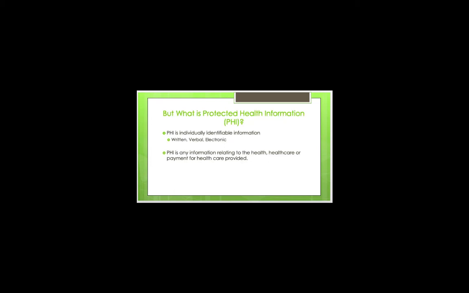So HIPAA protects the privacy of protected health information. Remember that protected health information is any identifiable information that has to do with a person's health, healthcare, or payment for healthcare. Some more examples of protected health information would be their name, address, birth date, social security number, any photos of that patient, their medical record numbers, fax numbers, if anybody uses those anymore, their email address, even their health plan beneficiary numbers, account numbers, certificate or license numbers, vehicle identifiers or license plate numbers, even the make and model of their car.